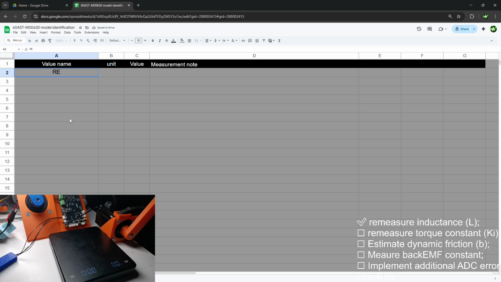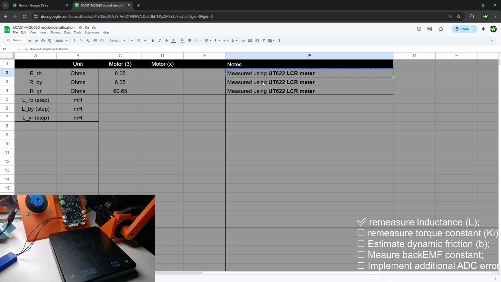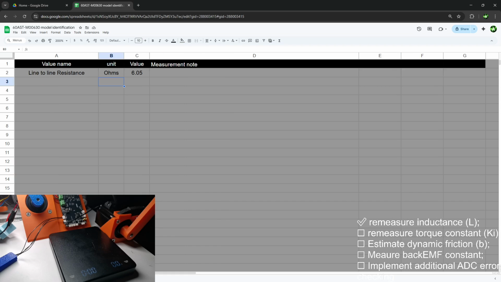Okay, so resistance. It will be a line to line resistance actually. Resistance. And the measure is ohms. And the value is 0.605, which we measured last time. Then let's also add a note. This note. Actually, okay, let's add all three of them.